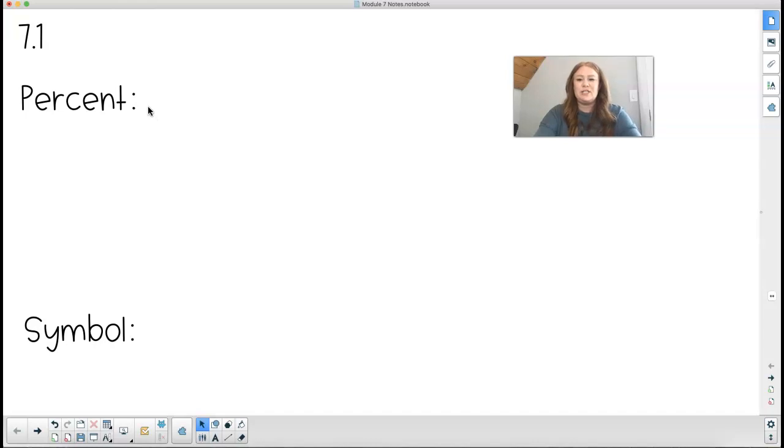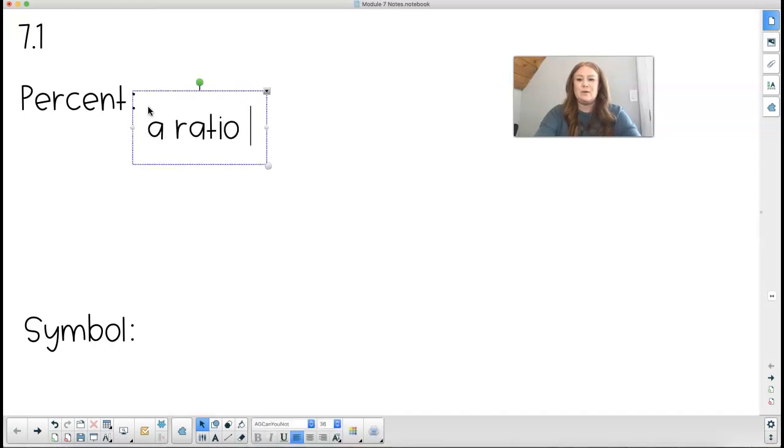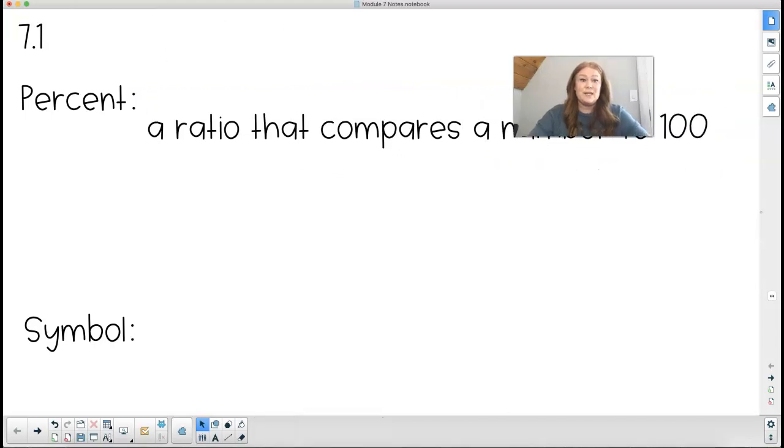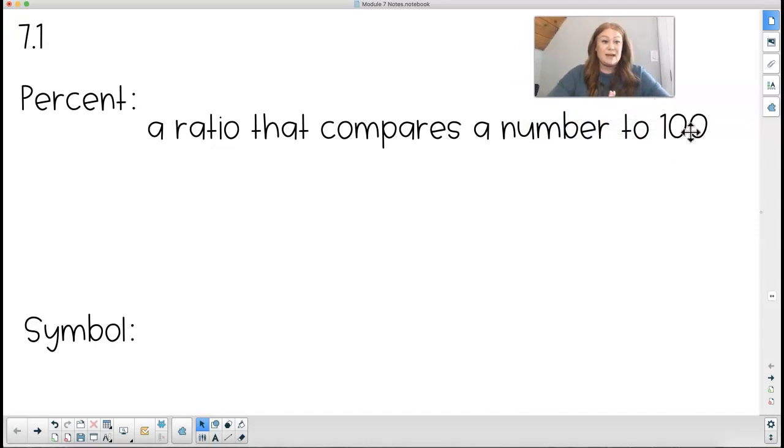So a percentage is just a ratio that compares a number to 100. As we're thinking about that, we really want to keep that number in mind. We know a ratio, this to this. You have to put them in the correct order that it asks for, boys to girls, yellow to blue, whatever that is. And then we're finding that ratio and comparing it out of 100 every time.